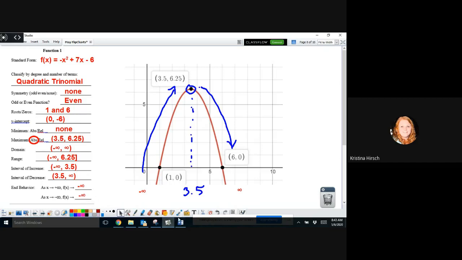So if this graph was going up, like if it was a graph like this, then that would be positive infinity and positive infinity. If my graph looks something like this, then the left side of my graph would be going down, the right side of my graph would be going up.